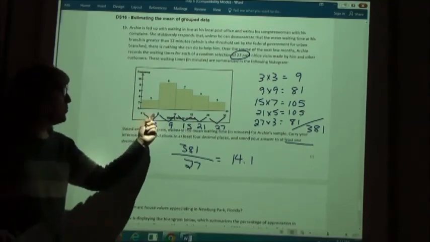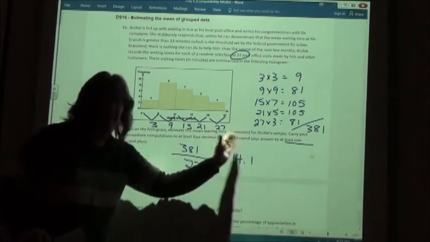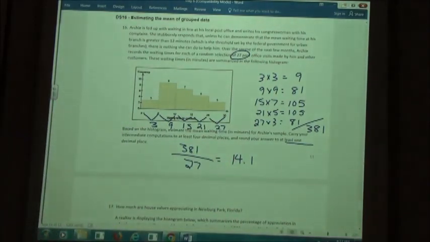The smallest was between 0 and 6. The biggest was between 24 and 30. The average, 14.1 minutes that I have to wait.